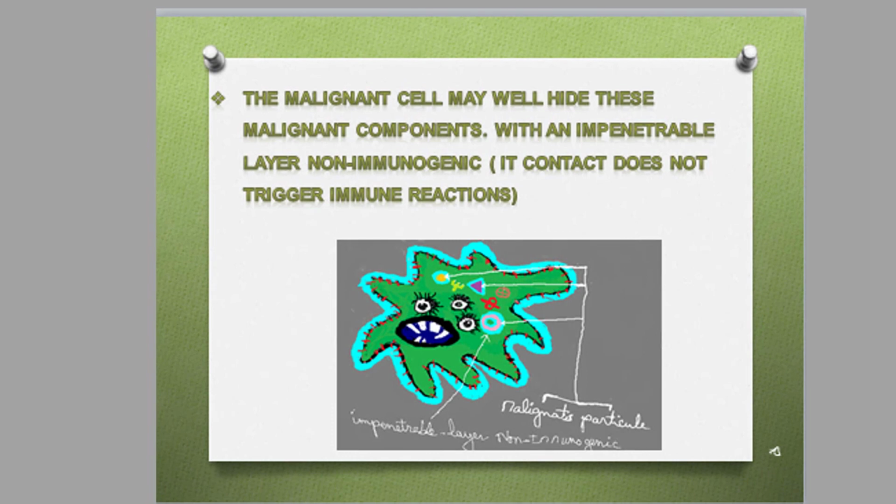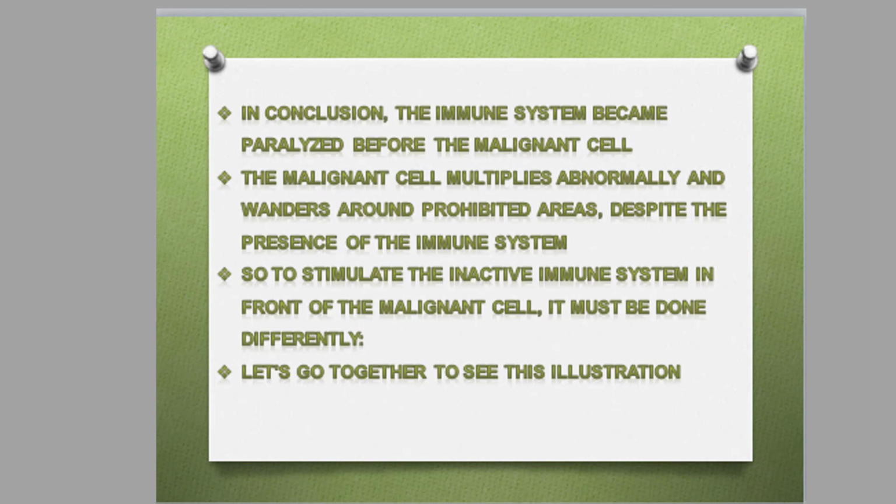A fourth maybe: the malignant cell may well hide its malignant components with an impenetrable, non-immunogenic layer. Its contact does not trigger an immune reaction. In conclusion, the immune system became paralyzed before the malignant cell. The malignant cell multiplies abnormally, and when the zone is prohibited, dies, despite the presence of the immune system.